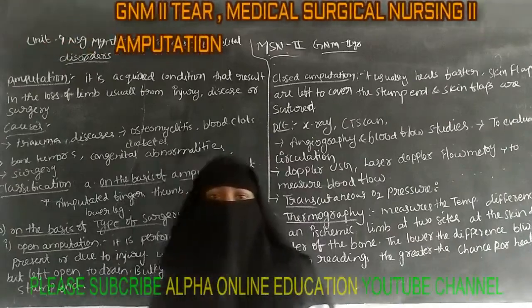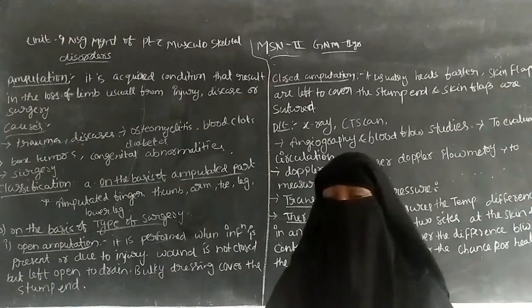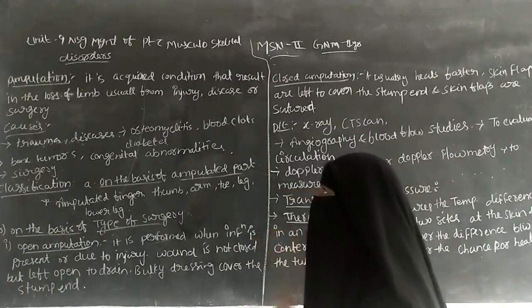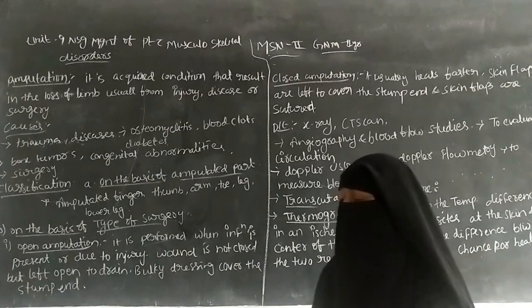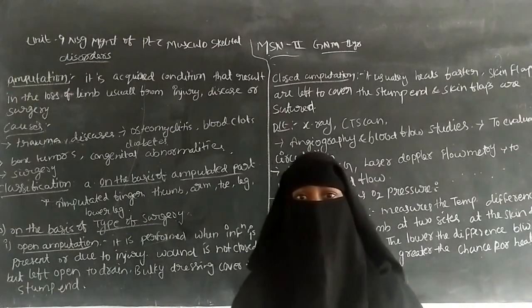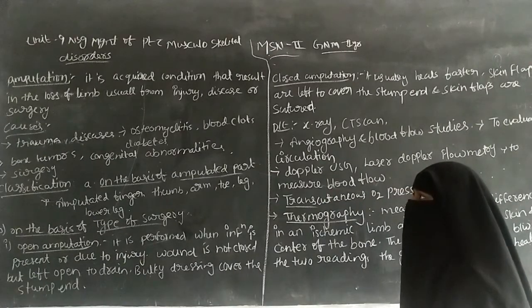Hi everyone. Today I am going to discuss medical surgical nursing 2 for the GNM second years. In that we are going to discuss Unit 9, that is nursing management of patients with musculoskeletal disorders. In this we are going to discuss amputation.